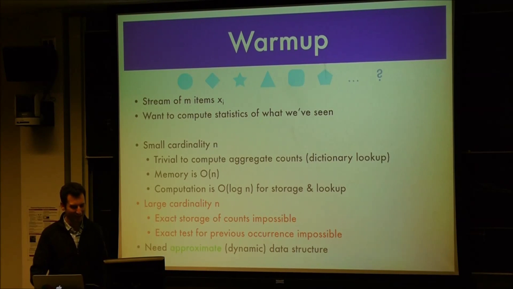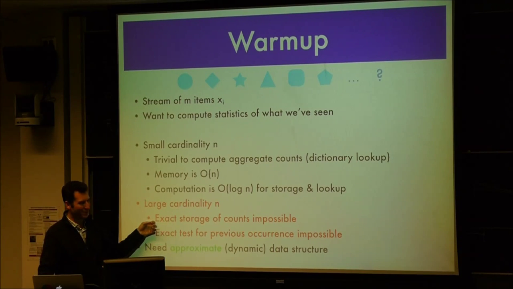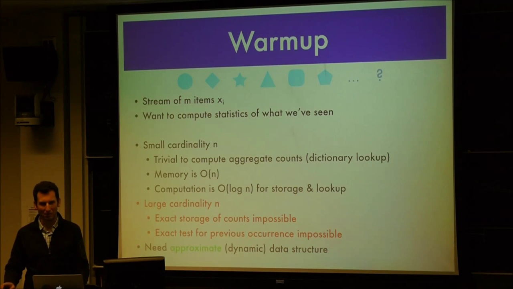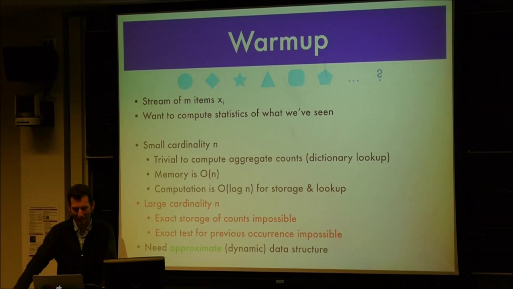If I have a lot of data, then that approach may not work. For instance, if I have visitors to a website, then this number may very well be considerably beyond tens or hundreds of millions of users. If you think about Facebook, it has over a billion users by now. If I want to have a Facebook tracker for likes and follows on some site, I might have a fairly large number of distinct items. And on top of that, testing exactly for previous occurrence is pretty much impossible. So I need some data structure that's approximate and dynamic.